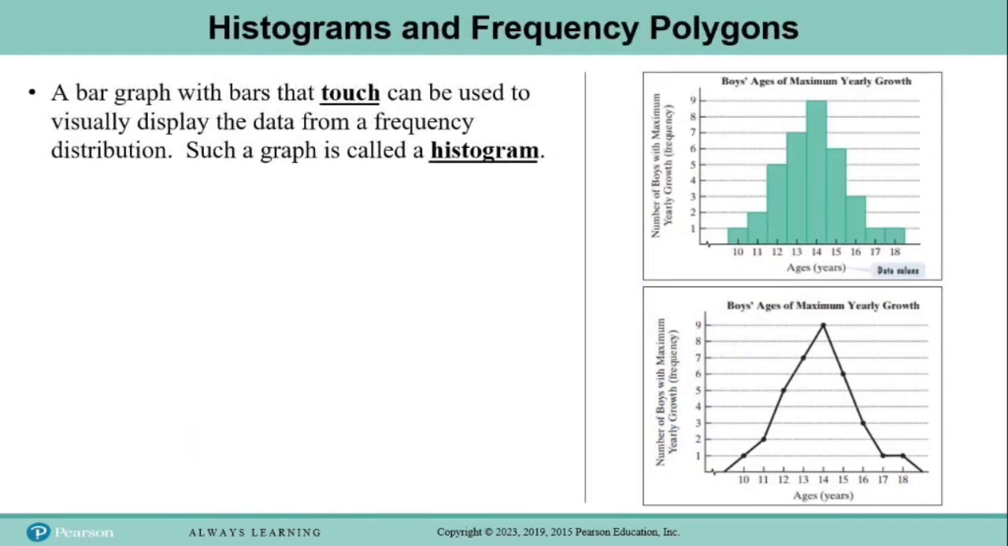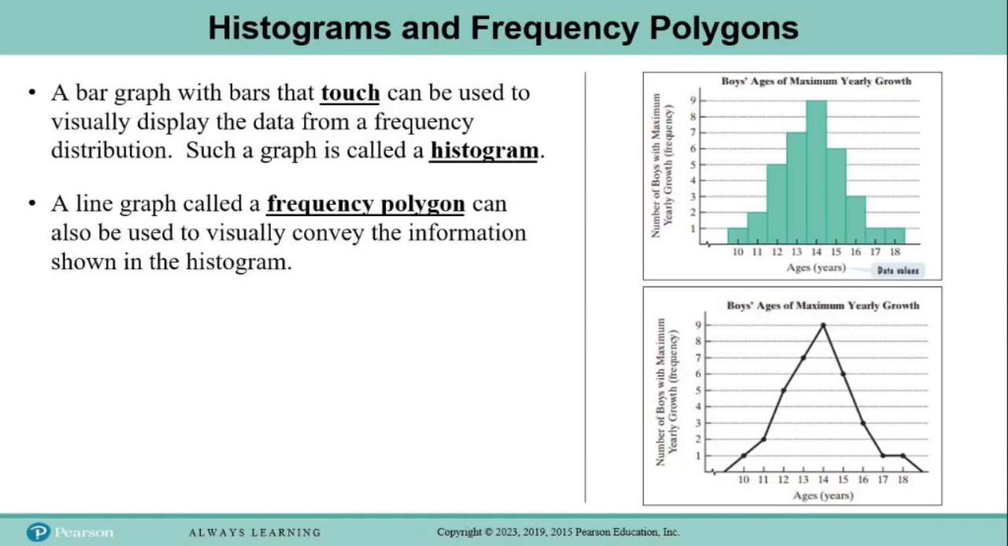So once we get a frequency distribution built, what can we do with it? Well, one of the things we can do is take it and turn it into a graph, because we know a picture's worth 1,000 words. Now, a graph that looks like this is called a histogram. Notice that we have numbers on the horizontal axis and numbers on the vertical axis, and the bars touch. So a bar graph with bars that touch, it's very important that they touch, can be used to visually display the data from a frequency distribution. This is called a histogram.